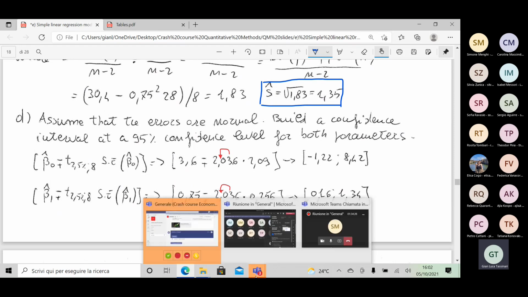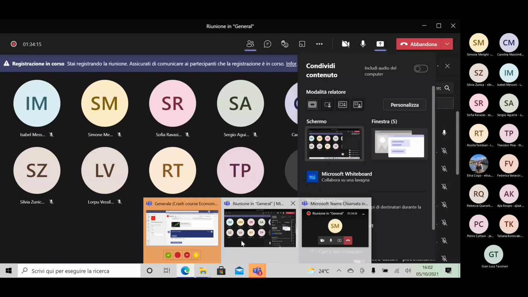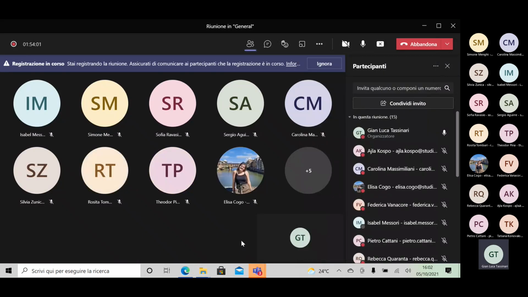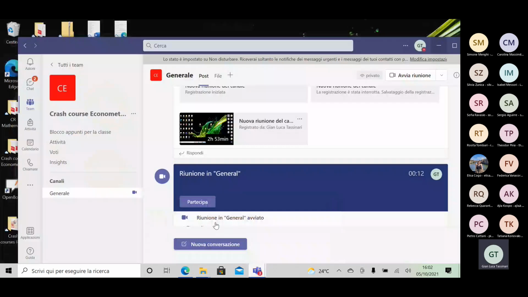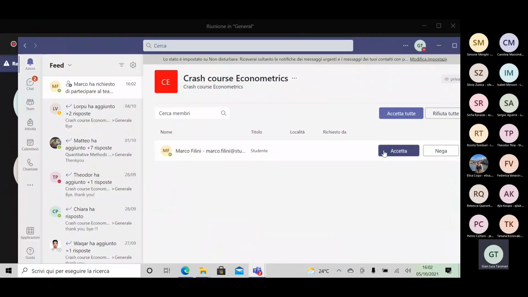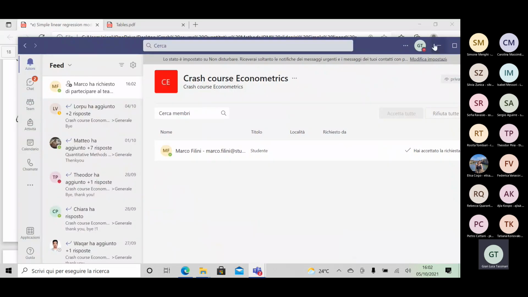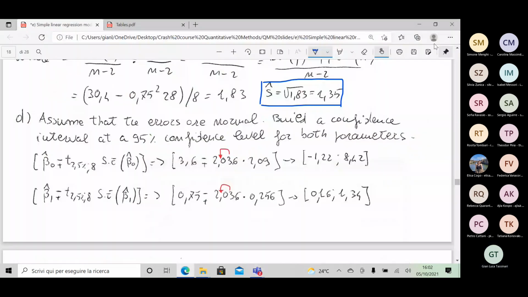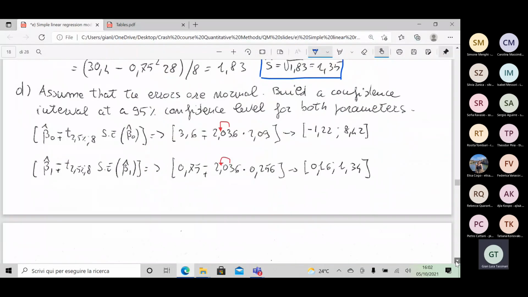So someone is writing something? No? Maybe someone wants to get inside the room now? Yes, now. So guys, okay, so we built these confidence intervals. Let me see if you have another question.